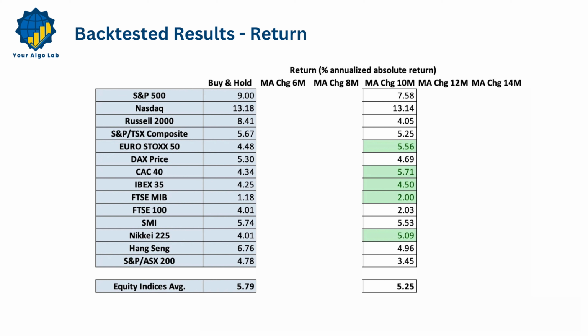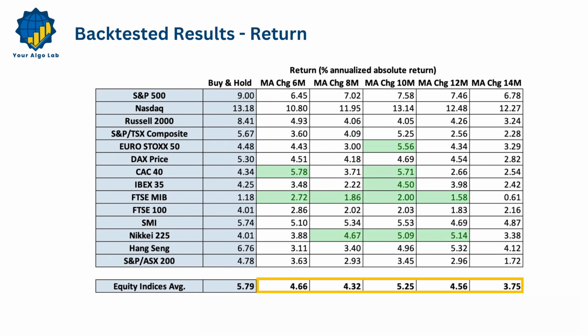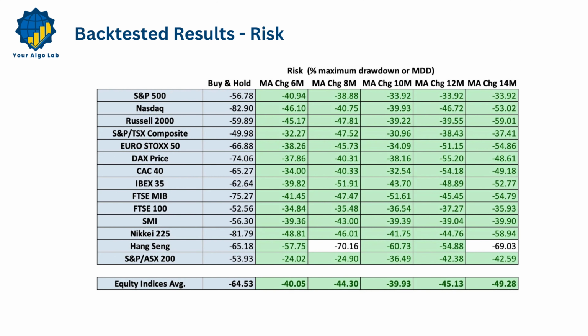Let's begin by examining the returns. We observe that average returns fall below the benchmark buy and hold strategy. In terms of the number of outperformances, 16% of the monthly MA change outperformed the benchmark. When considering risk or maximum drawdown, 97% of the monthly MA change strategies outperform the benchmark.